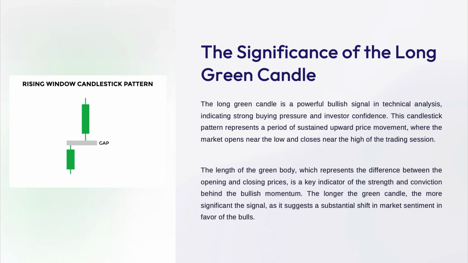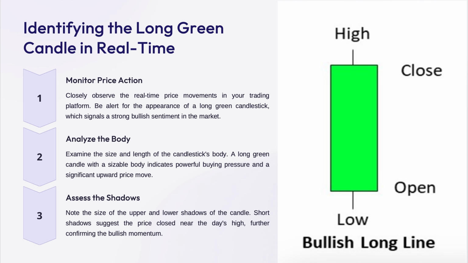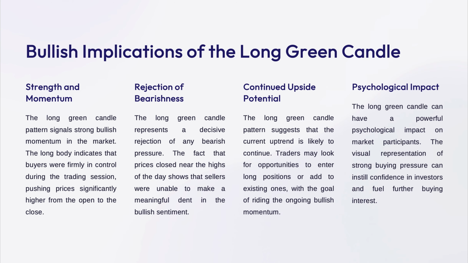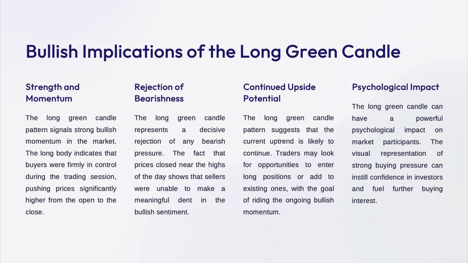Significance of the long green candle: it is always rising above the earlier candle. If you see here, it has risen above it. So look at those patterns, identify, monitor the price action, analyze the body and assess the shadows. If the shadow is less, technically the market movement is almost within 1 or 2% of the last close. If it is opening almost there and the market just tries to correct a little lower and then it moved up, it shows the strength basically.